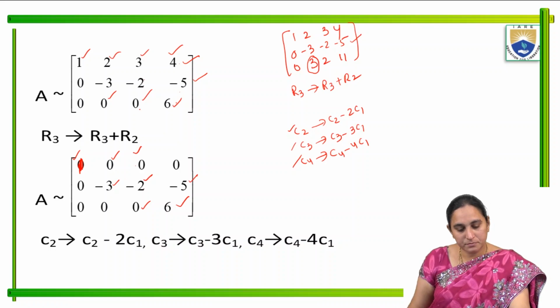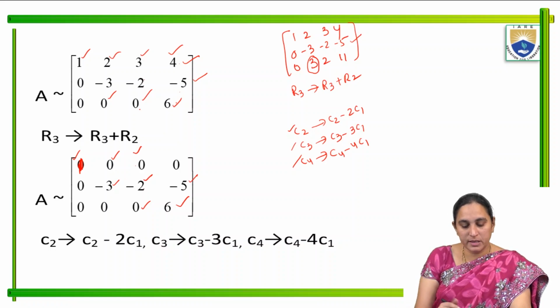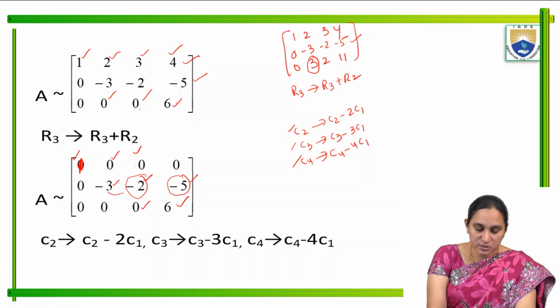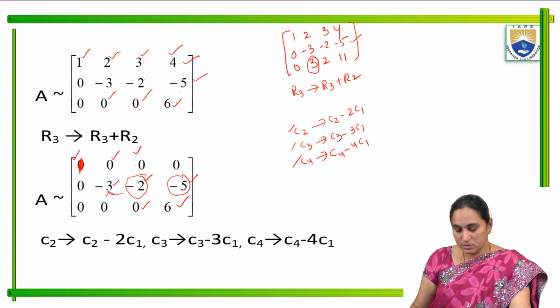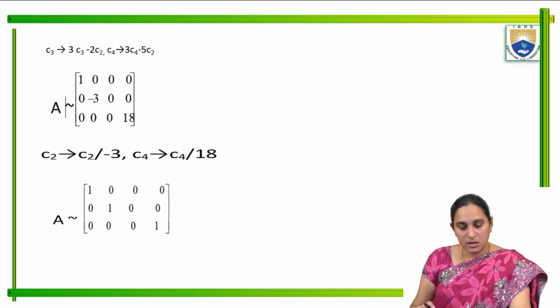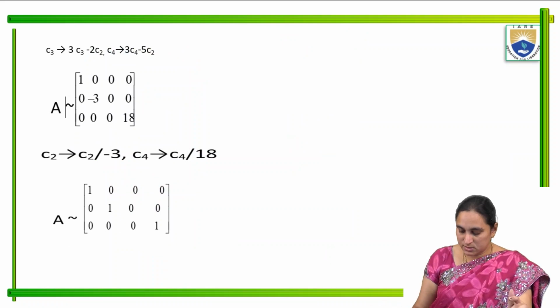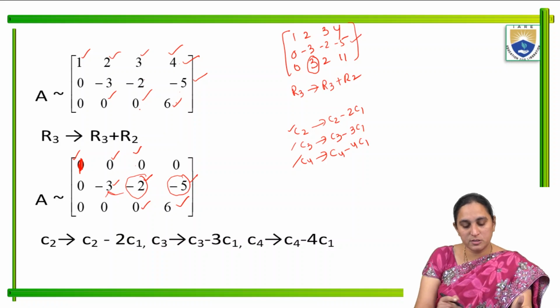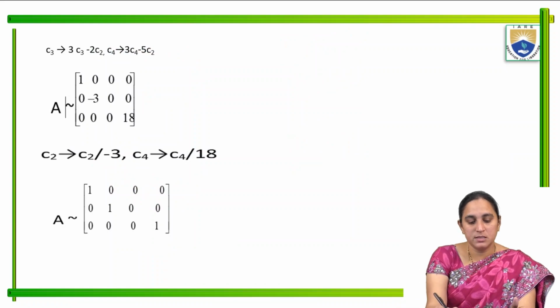Next possibility, maybe here I'll make minus 2 and minus 5 as 0 with respect to C2 second element. For that, I'm using the column operations. Then here, same. That means I'll make minus 2 and minus 5 zeros with respect to minus 3. For that column operation, 3C3.